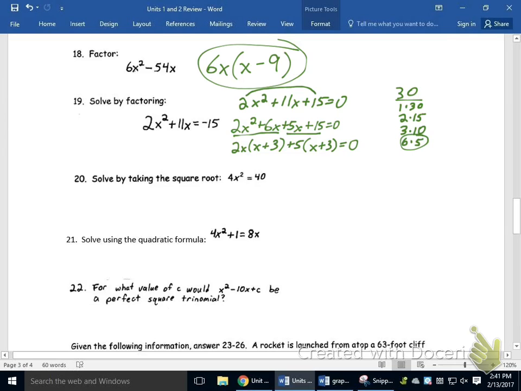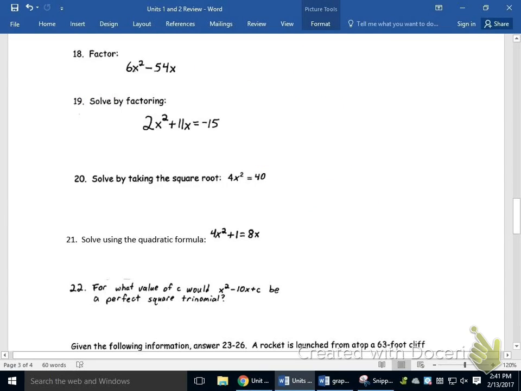My factors are 2x plus 5 and 1x plus 3. Now, when we are solving here, not just factoring, we have to set those factors equal to the 0 that they multiply to. So 2x plus 5 equals 0, and x plus 3 equals 0. So one of my answers over here is negative 5/2 by solving for x. The other one's negative 3. All right, that wraps up number 19.